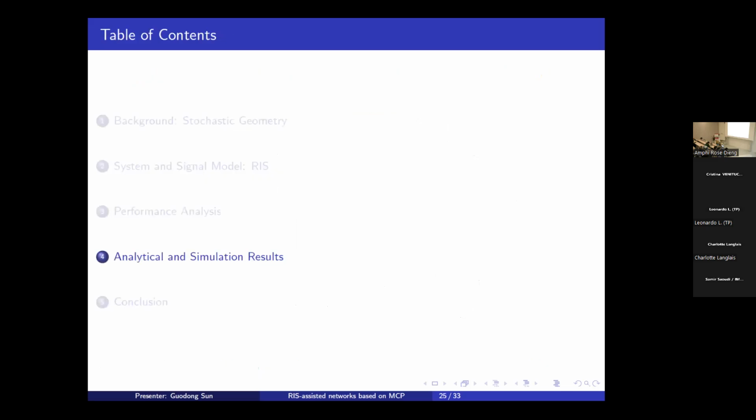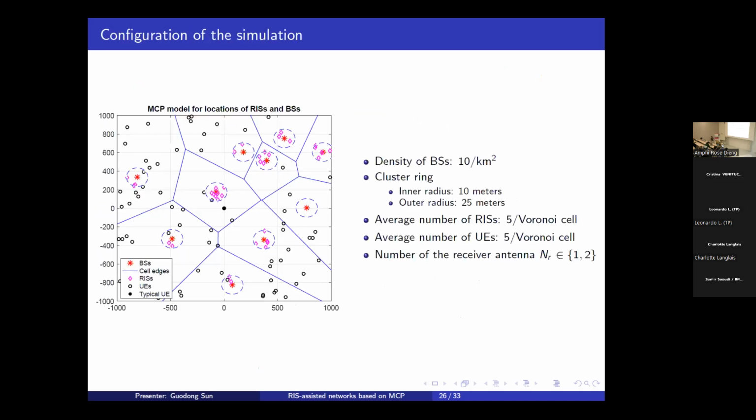Then with this analytical framework, we can analyze this network now. We go back to the model, and now we specify the parameters. For example, we assume the density of base stations is 10 per square kilometer, which is about 150 meters average intersite distance. And as a cluster ring, the size is somewhat smaller than the Voronoi cell. The inner radius is 10 meters and the outer radius 25. We consider a somewhat realistic network. There are multiple users, and multiple RISes, which are 5 given here. We consider the number of receiver antennas as 1 or 2.